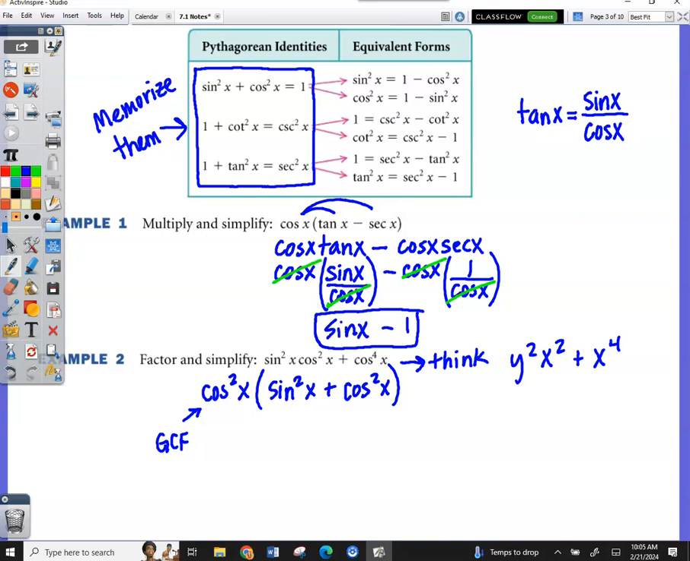Well, what do you notice? This is the first time, so the fact that no one said it yet is okay. What is sine squared plus cosine squared? 1. So all of that is really just 1. So I'm going to bring down cosine squared x, put 1 in parentheses, and cosine squared x times 1 would be cosine squared x.